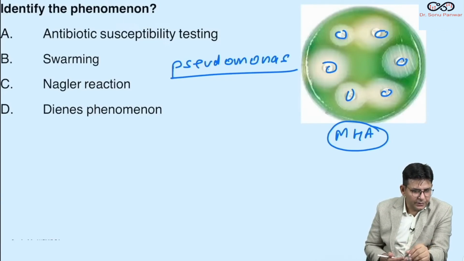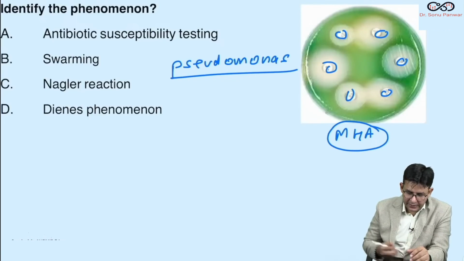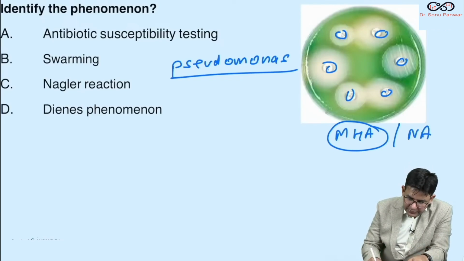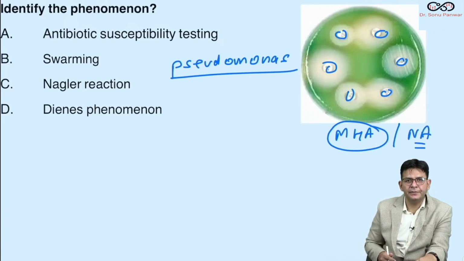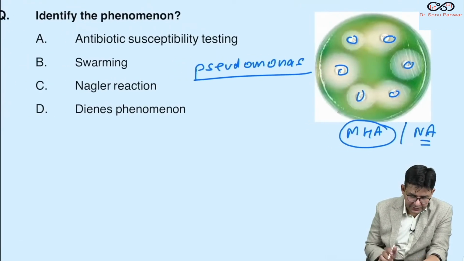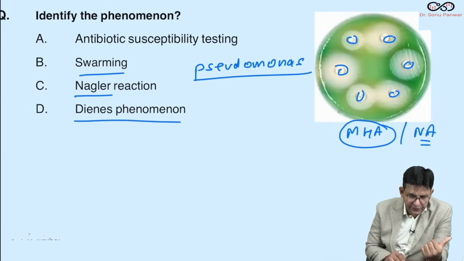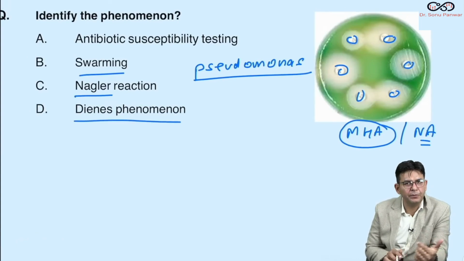Yeah, very right, Abdul. Burn wound. The favorite of that particular one is burn wound. And Arvind is telling this is KBDDT. Very right, guys. This is Kirby-Bauer disc diffusion testing on MHA. And if MHA is not there in the options, the second best answer is NA, that is the nutrient agar. Is it fine, guys? Swarming is a feature of Proteus. Nagler's reaction is there in perfringens. Dienes phenomenon is there in Proteus. Okay, P for P.